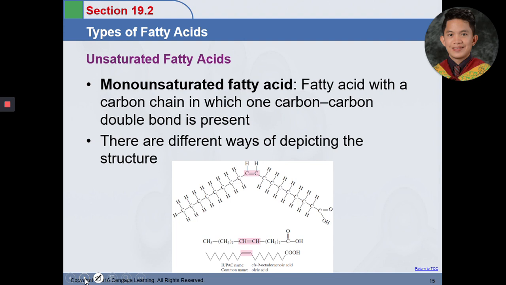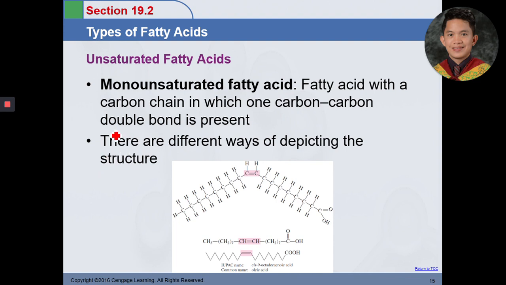Okay, let's now go to the unsaturated fatty acids. So as I have told you earlier, unsaturated fatty acids are those fatty acids that have the presence of one or more double bonds in the structure. Now let's talk first about the monounsaturated fatty acids. So these are fatty acids with one carbon-to-carbon double bond.